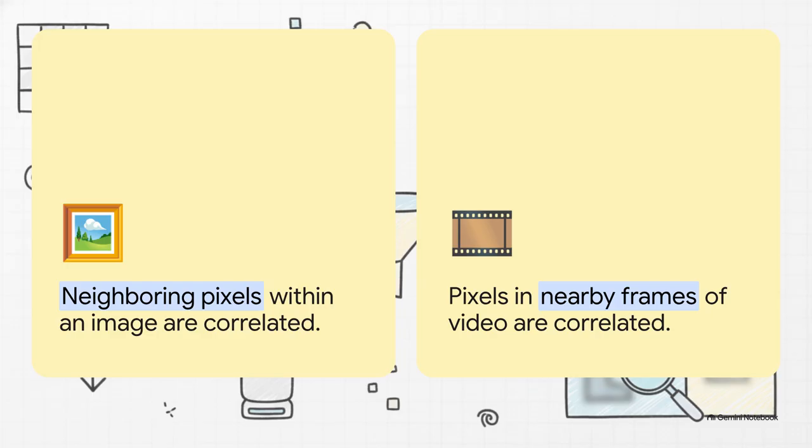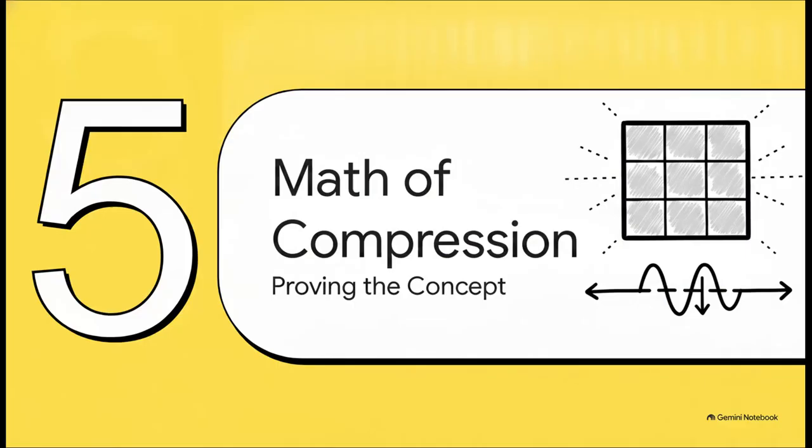You've got massive spatial redundancy there because thousands of neighboring pixels share the exact same shade of blue. Why on earth would we store that identical blue value independently 10,000 times? Temporal redundancy takes this a step further in video. If you're watching a video of a person talking against a static background, the background pixels aren't changing from frame to frame. Good compression algorithms are smart enough to just carry that background information over rather than reloading it 30 times a second. Let's put some numbers to this in Section 5, the math of compression, proving the concept.